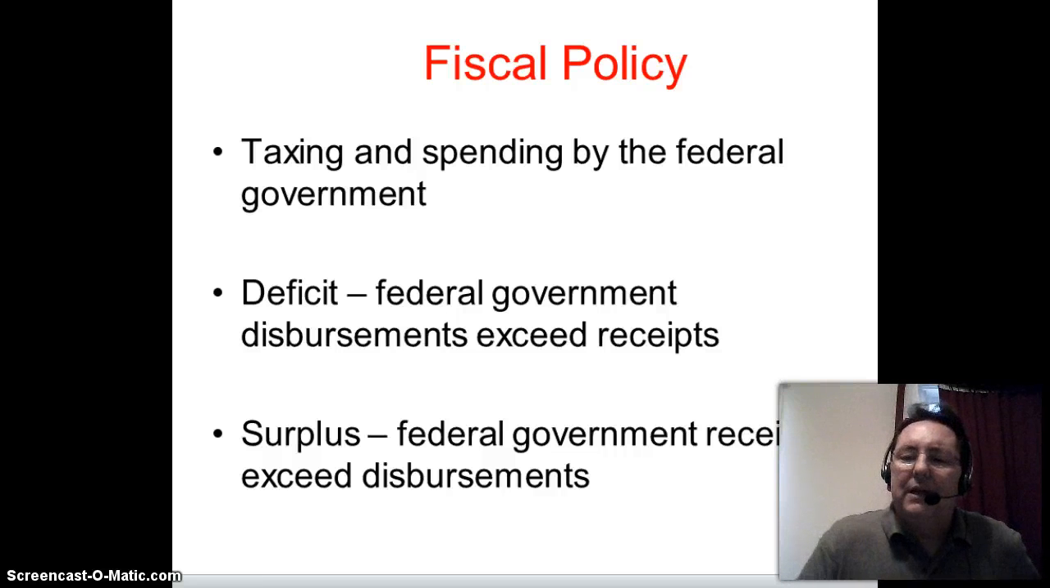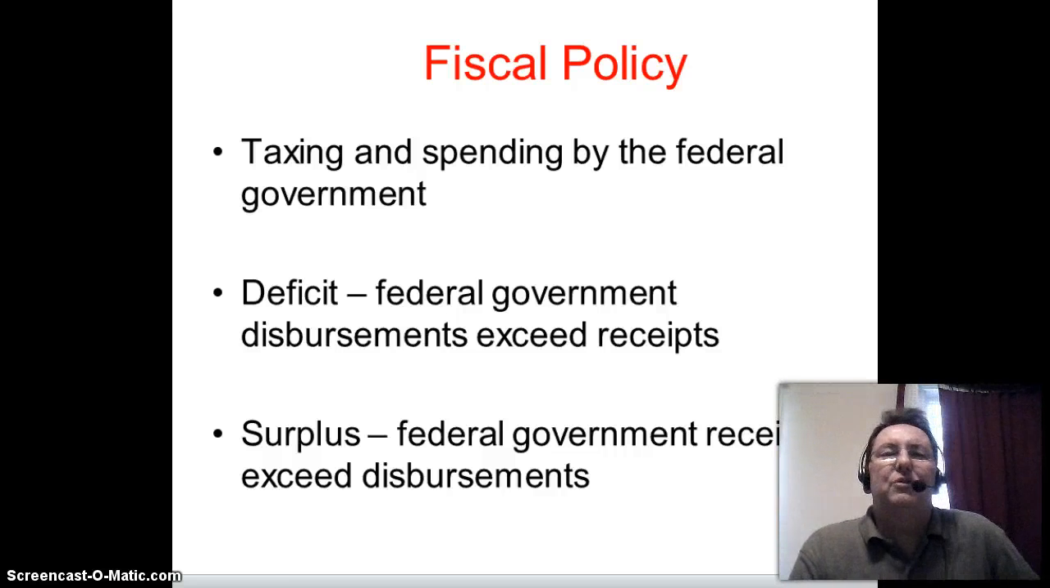Some of you may have been noticing when driving around this past summer, you've been running into a lot of highway or bridge construction projects in your state. Well, that's reflective of fiscal policy implemented by President Obama to try to stimulate jobs and growth in the economy. It's basically represented by taxing and spending by the federal government.